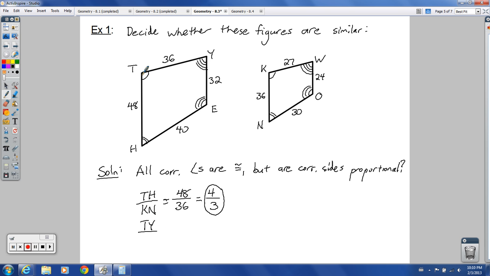I need to compare TY to KW. That's another valid way to check. If this is the same, reduced 36 over 27, if this is the same as this was over here, then this side compared to this side is going to be proportional to this side compared to this side. So that proportion, we're comparing fractions.